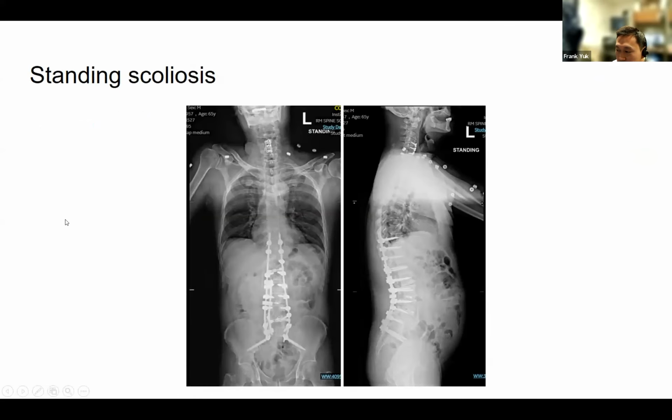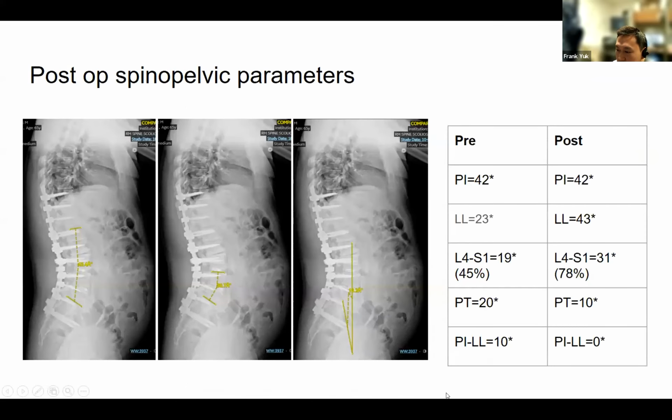And here's a standing scoliosis films afterwards. And then here's all the data. So the PI remained the same, but the lumbar lordosis increased from 23 degrees up to 43 degrees. And the segmental lumbar lordosis at L4 to S1 went from 19 degrees to 31, which is an increase from 45 degrees up to 78, which is greater than or equal to the 66, or getting the majority of the lumbar lordosis at L4 to S1.